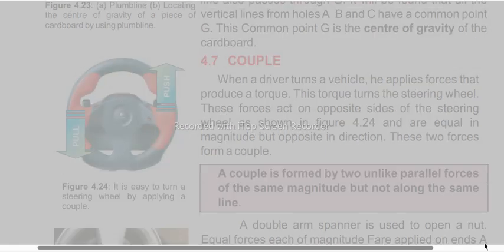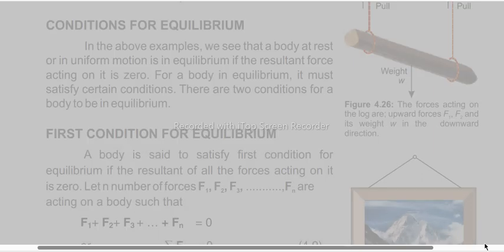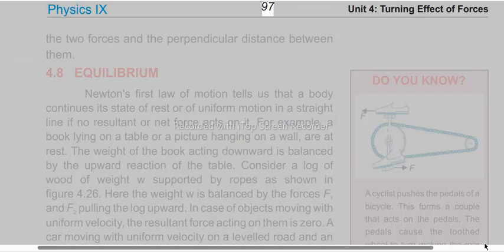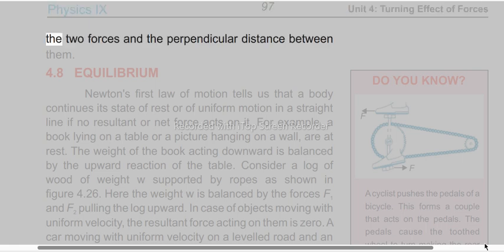Figure 4.23, A, plumb line, B, locating the center of gravity of a piece of cardboard by using plumb line. F1, pull, F2, W, pull, weight, F. Physics 997, Unit 4, Turning Effect of Forces. The two forces and the perpendicular distance between them.